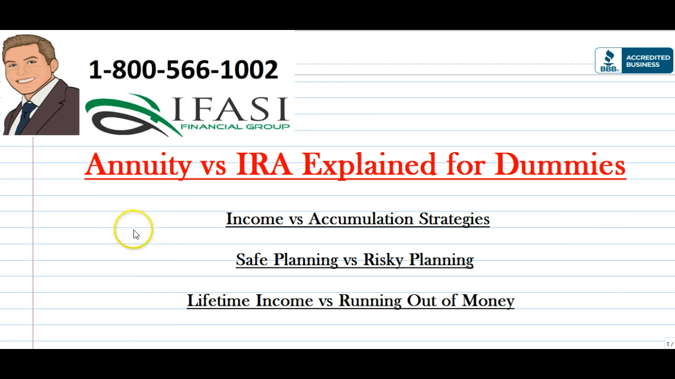So let me clear off the screen. Now, when we're trying to understand what an annuity is, it's the opposite of life insurance. An annuity contract has to be set up through an insurance company, just like life insurance has to be set up through an insurance company.